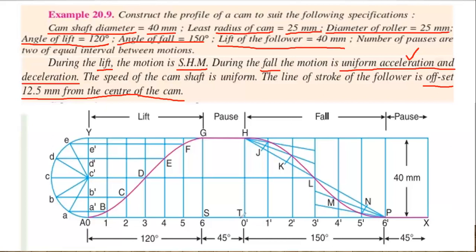So you have to notify these sections also, that is 120 degrees for the lift section, 45 degrees for the pause section, and 150 degrees for the fall section, and 45 degrees for the pause section.